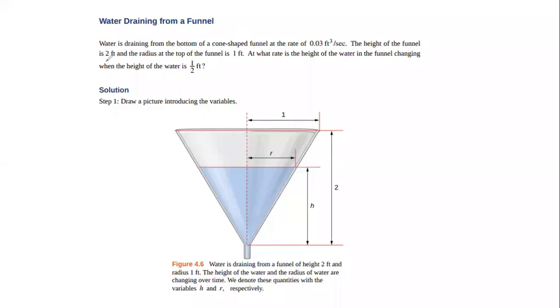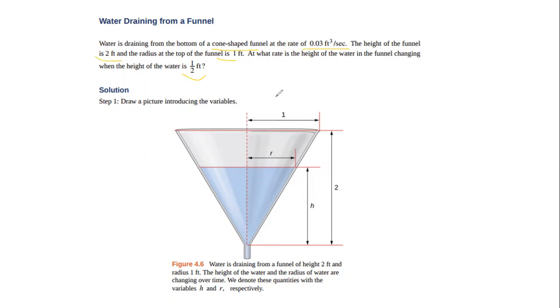water is draining from the bottom of a cone-shaped funnel at the rate of 0.03 feet cube per second. The height of the funnel is 2 feet and the radius at the top of the funnel is 1 foot. At what rate is the height of the water in the funnel changing when the height of the water is half a foot? Okay.